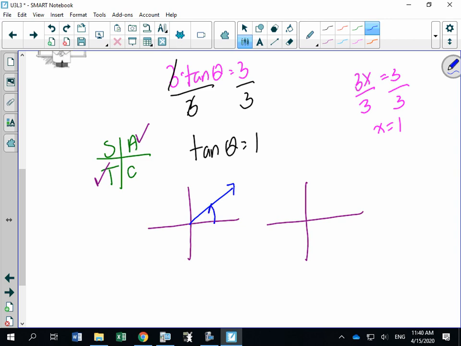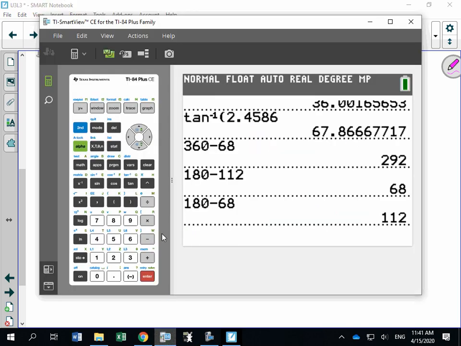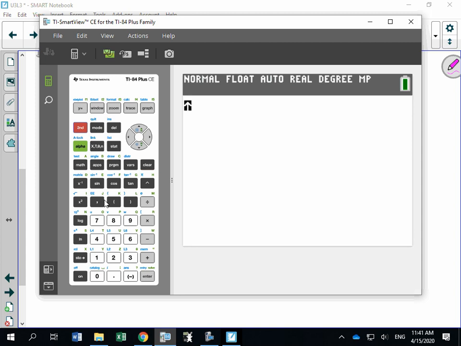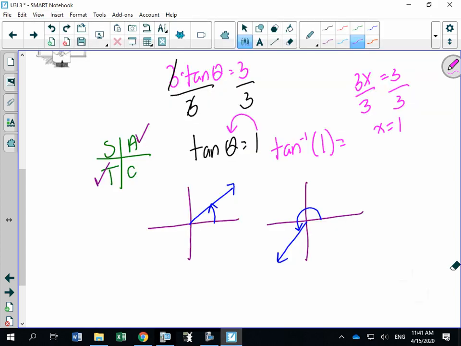So I need to find out what that rotational angle is, and in quadrant 3, I need to find out what this rotational angle is. In order to do that, we need to find what the reference angle is. So the inverse tan of 1 is equal to, so second tan of 1, 45 degrees. Now, what was 45 degrees? That number is always your reference angle.